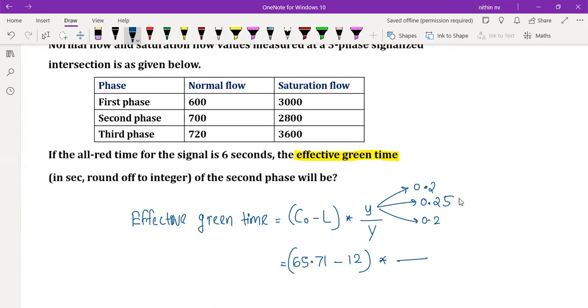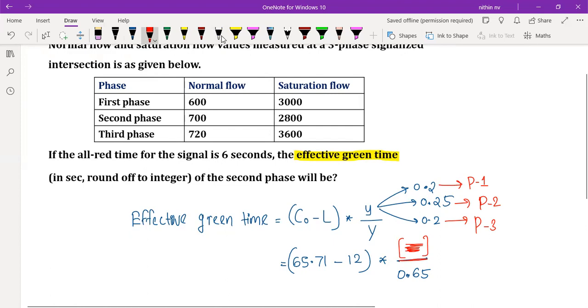First phase, second phase, third phase. Now, capital Y is how much? 0.65. Now, what is the challenge? Here, what value are we going to substitute? Are you going to substitute 0.2 for the first phase? This is phase 1, I'm just putting P1. This is for phase 2, P2. This is for phase 3. Now, are you going to substitute 0.2 of phase 1 or 0.25 of the second phase or 0.2 of the third phase? This is the only value which is going to change now. All other values are constant for a cycle.